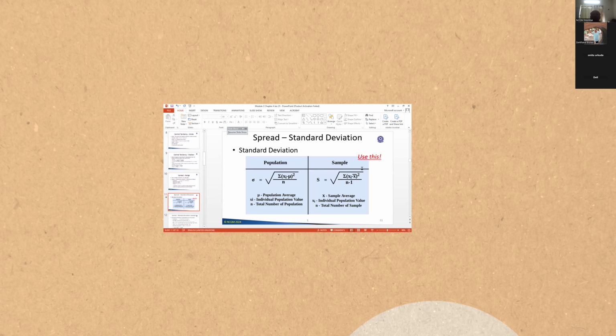Now, another statistic is standard deviation. This is the formula for calculating the standard deviation of a population. The left-hand side is given for the population. If you include all the population, all the data points, then you can use the left-hand side formula. If you are taking a sample, then you have to use the right-hand side formula. We have seen this in the morning also, standard deviation.